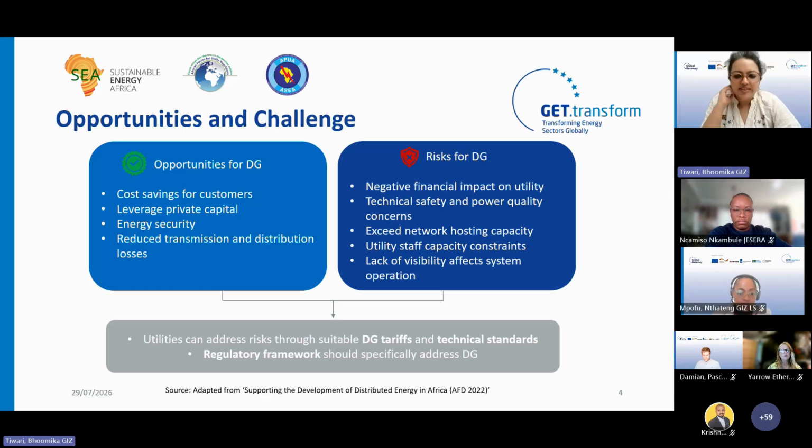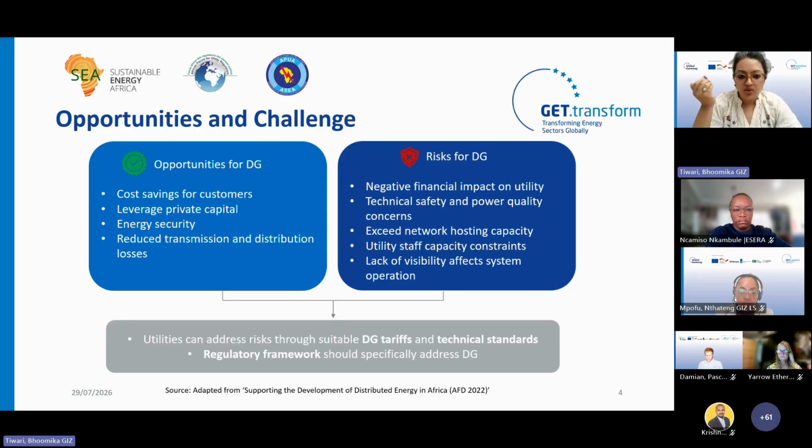We see a number of risks, for instance, with customers from the utility moving towards such systems. The demand on the utility side keeps going down, and this negatively affects the financial security and revenue base of the utility. There are also instances where there can be issues of technical safety and power quality if specific standards are not set into place, for example.